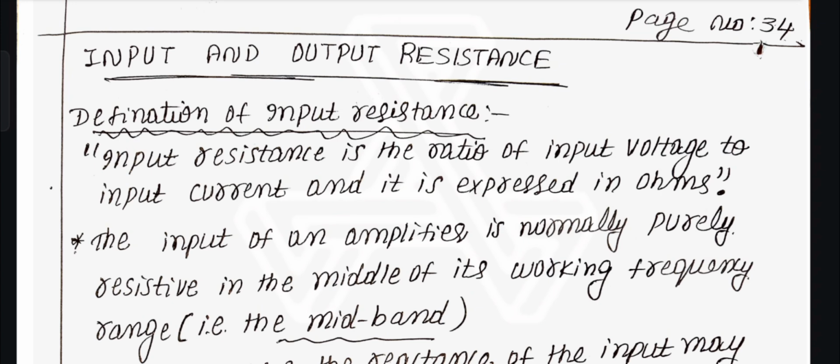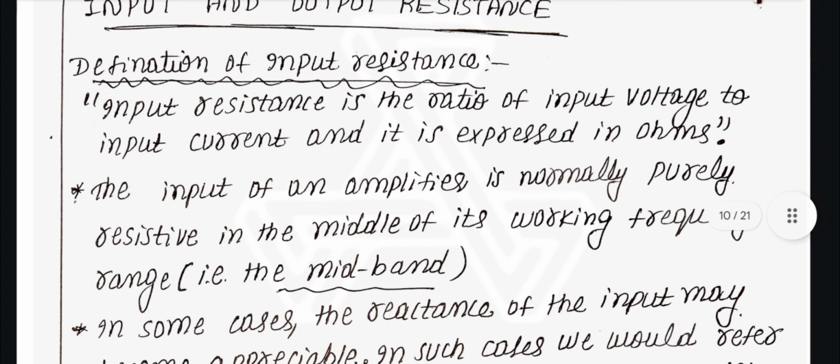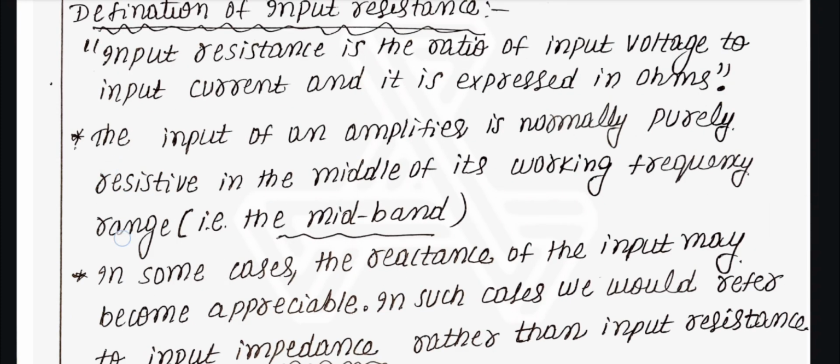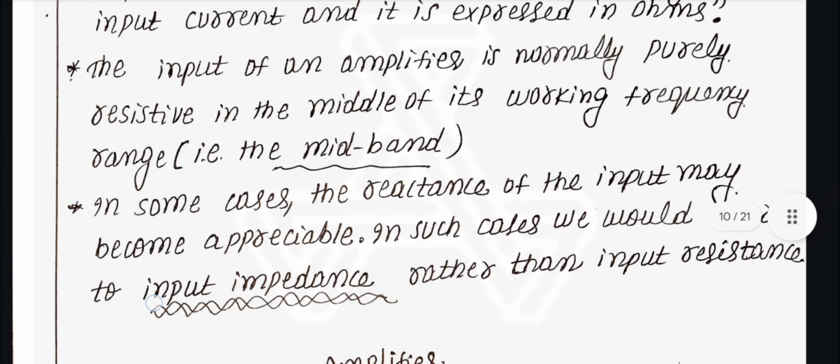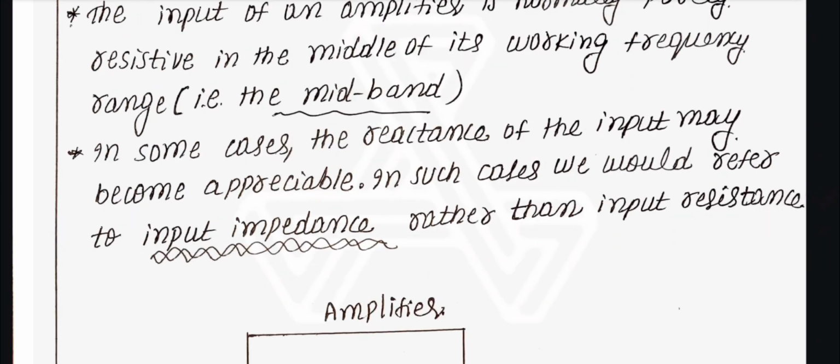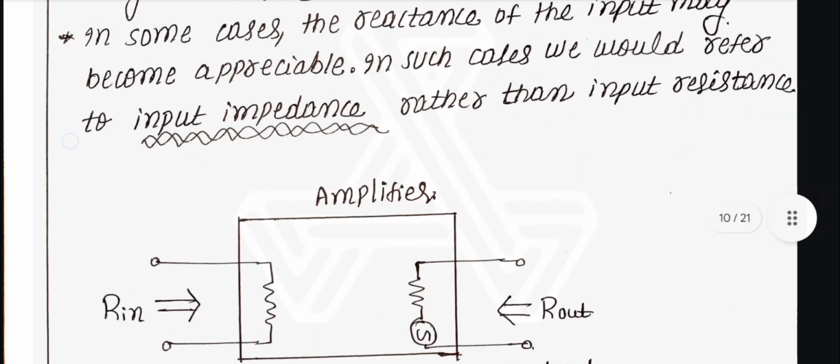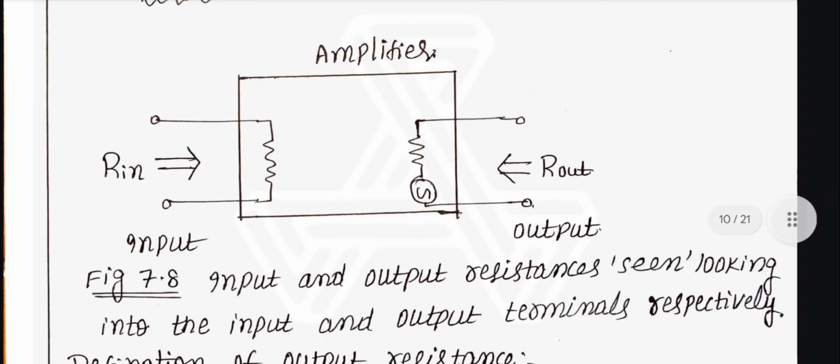Input and output resistance. Definition of input resistance. Input resistance is the ratio of input voltage to the input current. It is expressed in ohms. The input of an amplifier is normally purely resistive in the middle of its working frequency range, that is midband. In some cases, the reactance of the input may become appreciable. In such cases, we should refer to input impedance rather than input resistance.